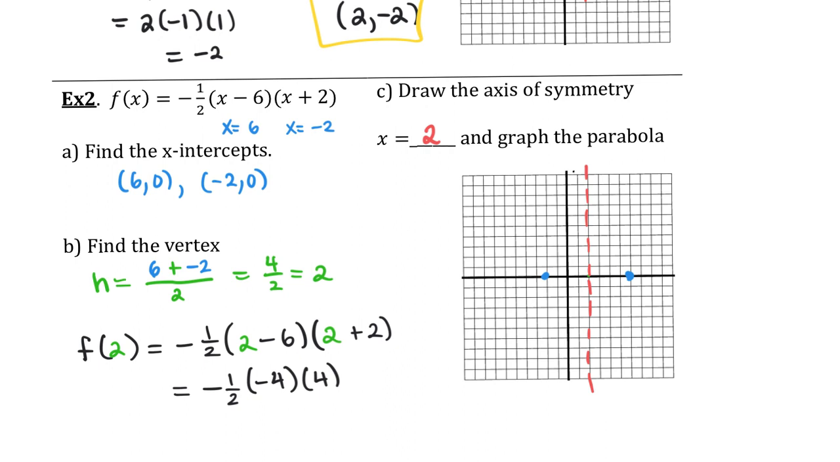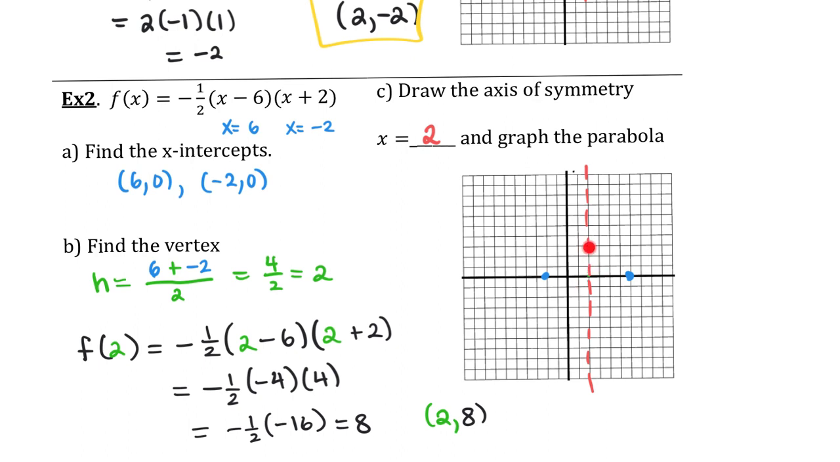Now, the order you times these does not matter. So if you would like to times them in a different order, you can. I think I'm going to times these numbers first. That's going to be negative 1/2 times negative 4 times 4, negative 16. Negative times negative is positive, and then half of 16 is 8. Okay, so the vertex should be at (2, 8). Okay, let me go ahead and graph that point.